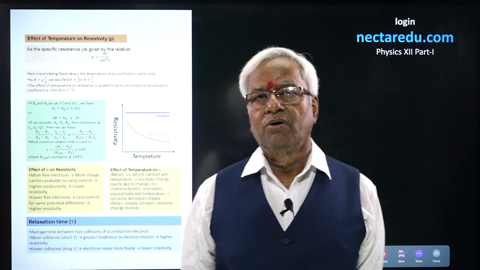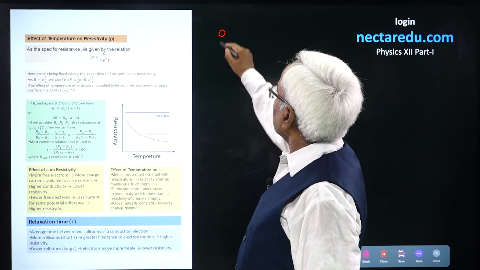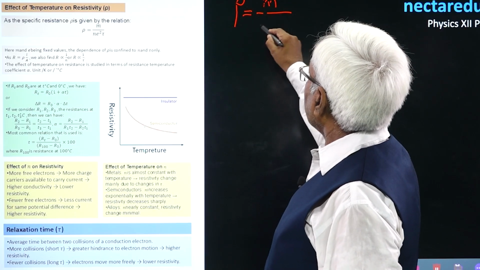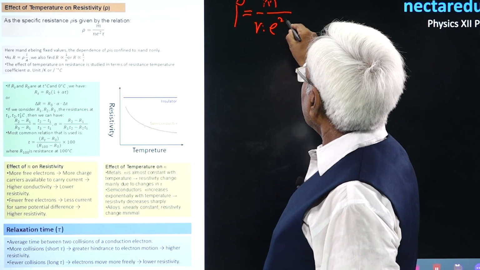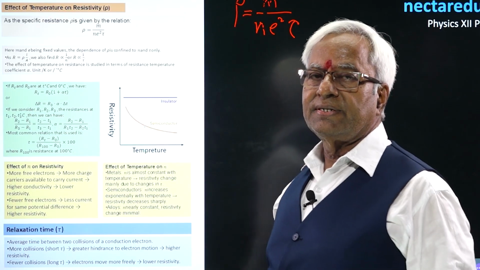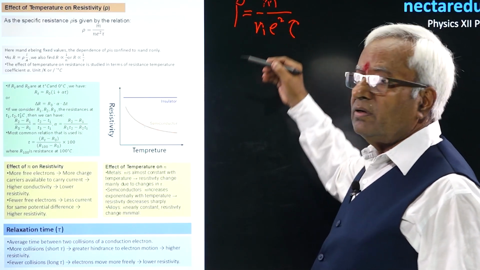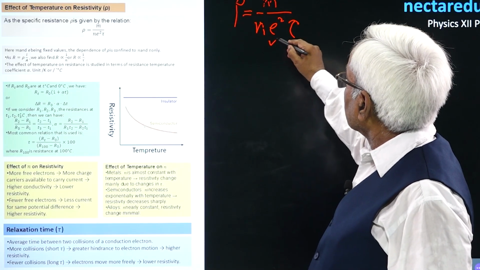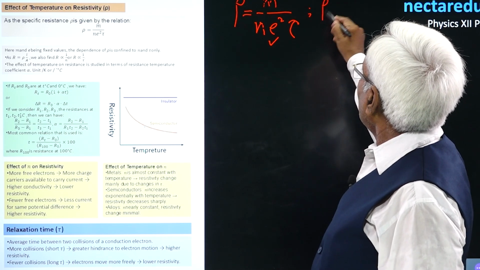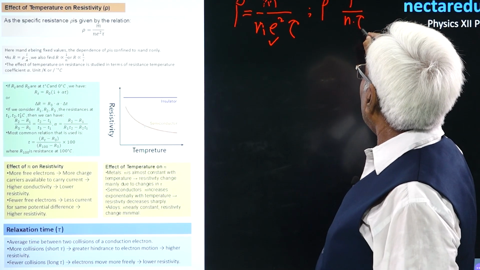Effect of temperature on resistance. For specific resistance, you know this relation: specific resistance rho is given by m over n e square tau. Tau, you know, is relaxation time. m is the mass of the electron, e is the charge of the electron. So, basically, rho will depend on 1 upon n tau.